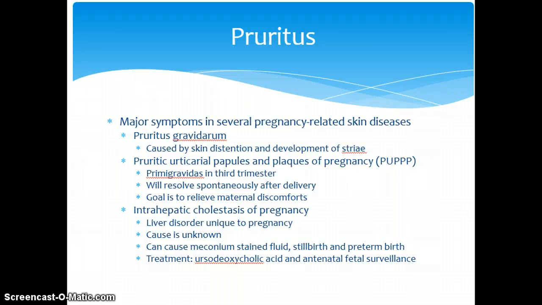Intrahepatic cholestasis of pregnancy is a liver disorder unique to pregnancy. The actual cause of it is unknown. It can cause meconium-stained fluid, stillbirths, or preterm birth, which is associated with this process. The treatment is with ursodeoxycholic acid and antenatal fetal surveillance with non-stress tests and fetal kick counts.